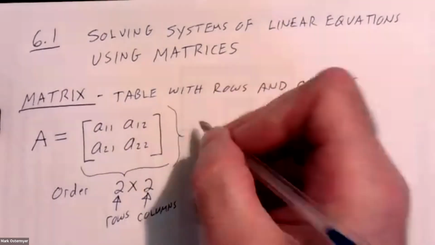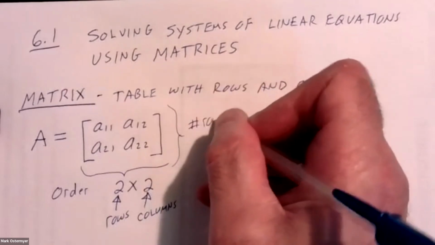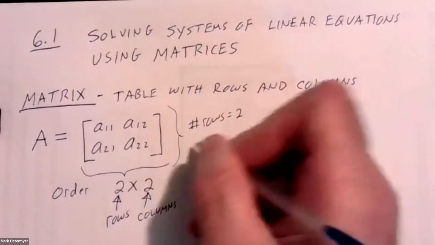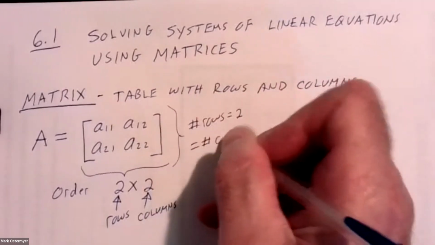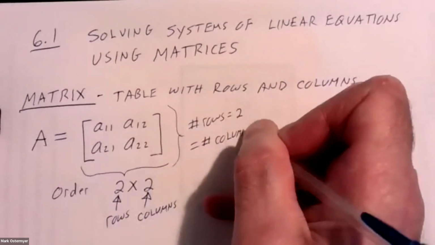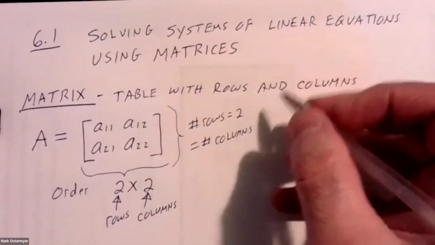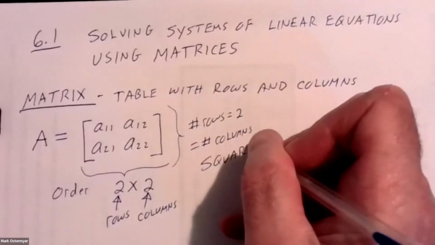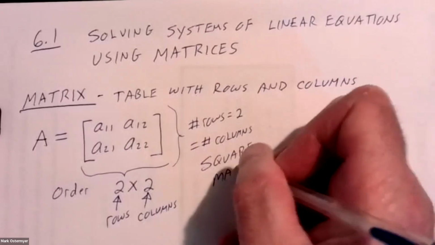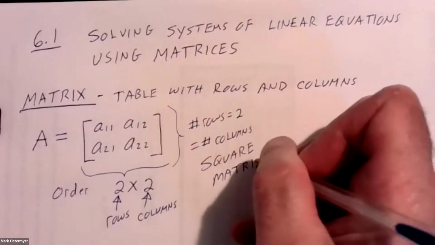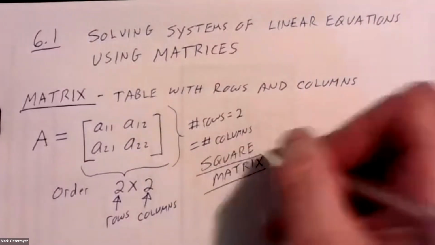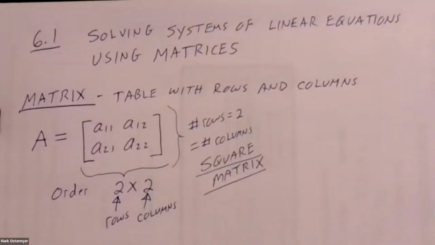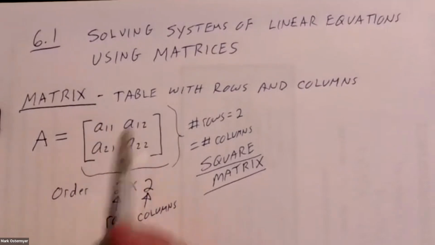Secondly, because the number of rows, which is equal to 2, is equal to the number of columns, we call this a square matrix. So a square matrix is a matrix where the number of rows is equal to the number of columns. Not all matrices are square, but this one is. Okay. So it has 2 rows by 2 columns. It's a 2 by 2 square matrix.